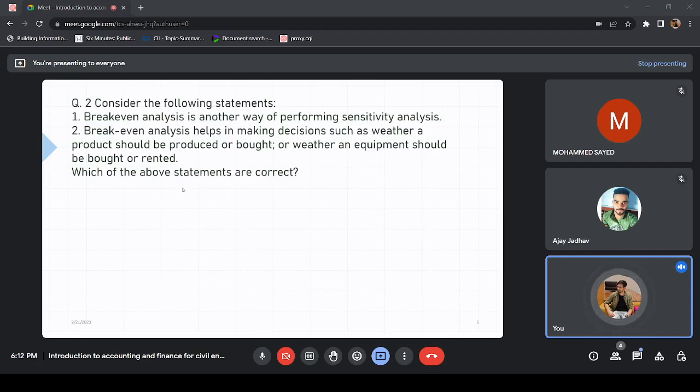Now, coming to these questions, these are the theoretical questions that were asked in previous assignments. Please help me answer these. Consider the following statements. Statement 1: Break-even analysis is another way of performing sensitivity analysis. Statement 2: Break-even analysis helps in making decisions such as whether a product should be produced or bought, or whether an equipment should be bought or rented. What do you think? Which of the above statements are correct?